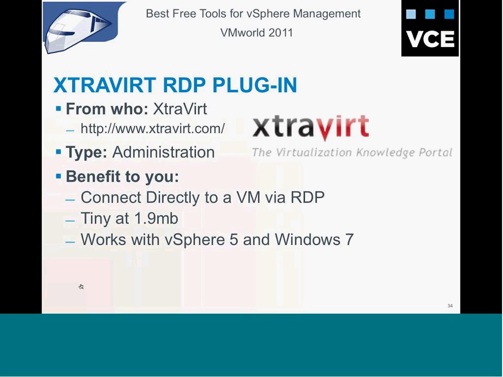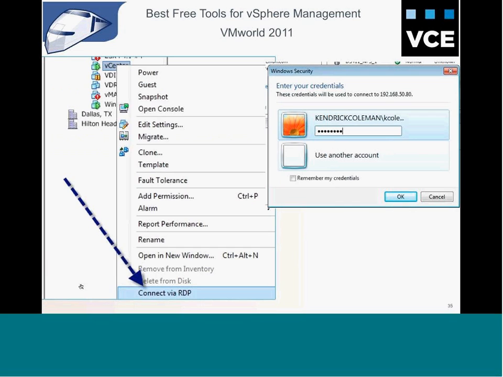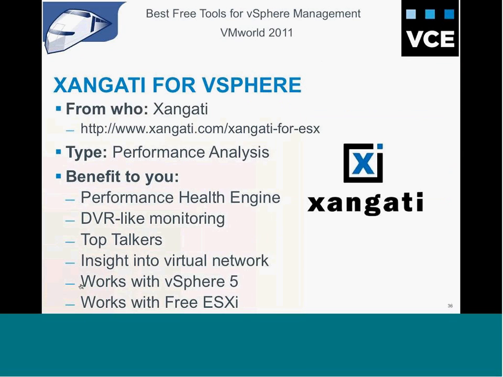Let's move on and talk about the RDP plugin. The RDP plugin, again, is tiny, 1.9 megabytes. When you install it on your local Windows desktop, it gives you a connect-to-a-virtual-machine-via-RDP option on every virtual machine in the virtual infrastructure. If you right-click on that virtual machine, you can connect via RDP just by clicking that option. It brings up the local Windows Remote Desktop, and then you can type in your credentials and you're connected. It might save you a few seconds, but over a year of use, those seconds can really add up. Xtravirt has a lot of other free tools and white papers. I encourage you to check out their website.